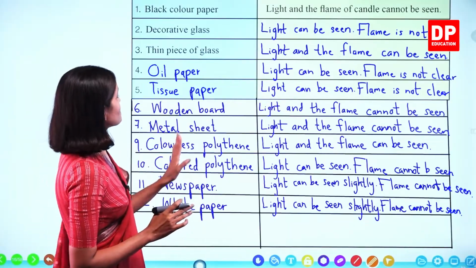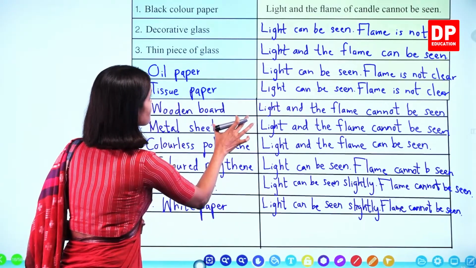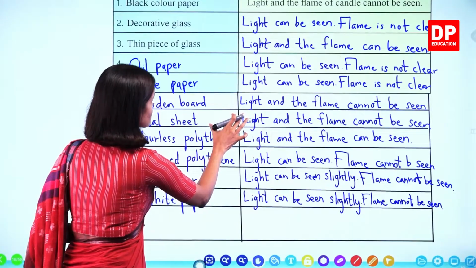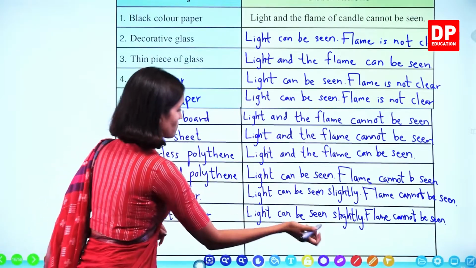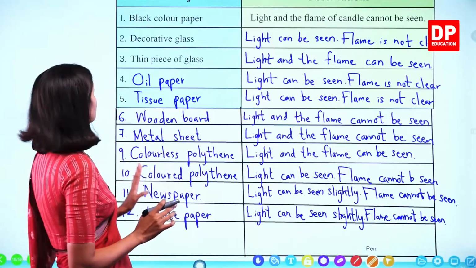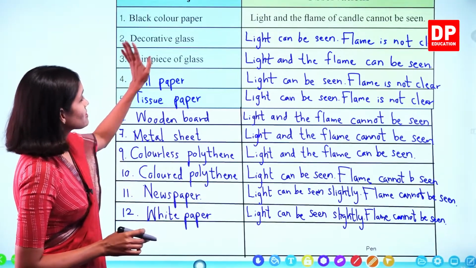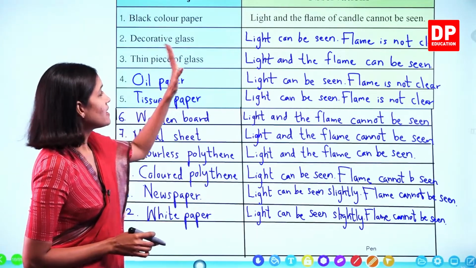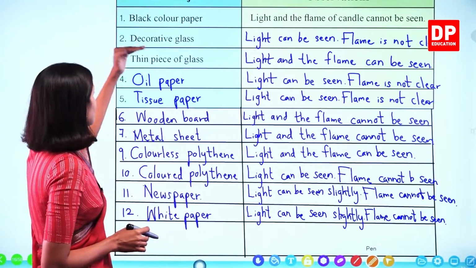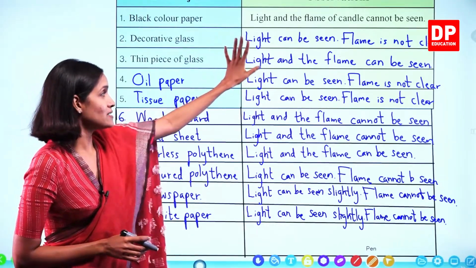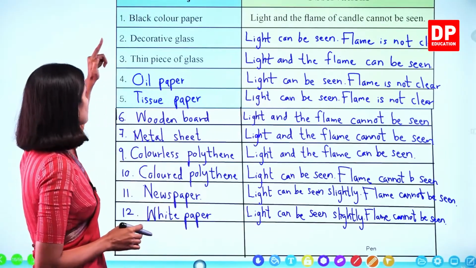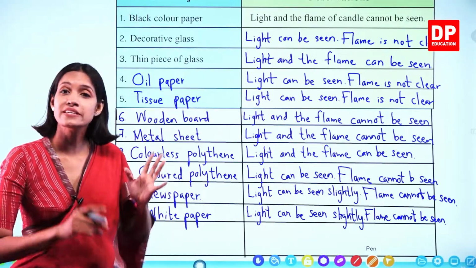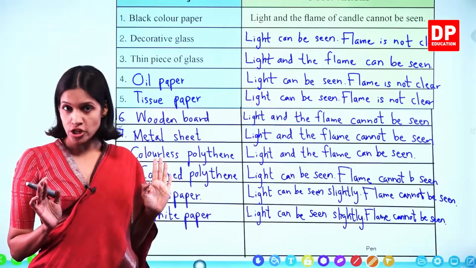Okay, children. So look at the list again. Look at this one. Black color paper, light and the flame of candle cannot be seen. Right? Decorative glass, light can be seen, flame is not clear. Even thin piece of glass, you can see the light and the flame both very clearly. Right? And oil paper, tissue paper, both of them, when you look through both of them, what happens? Only the light can be seen, but the flame is not very clear.